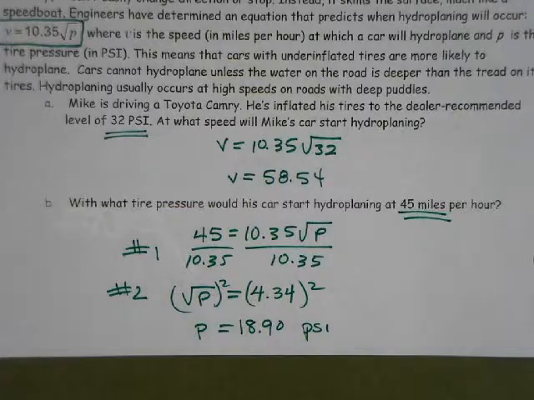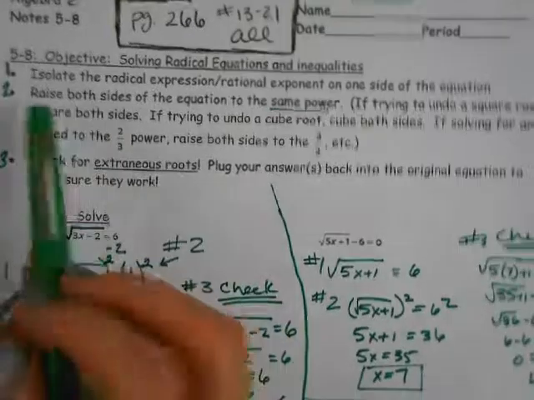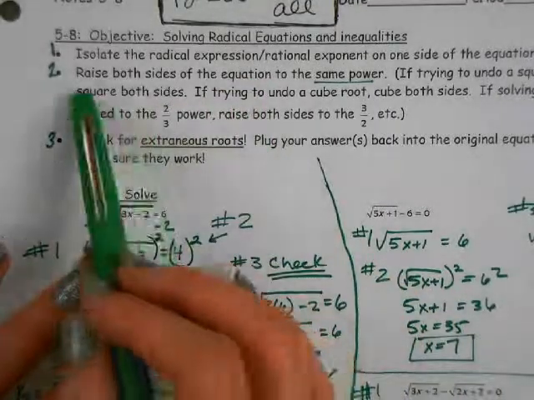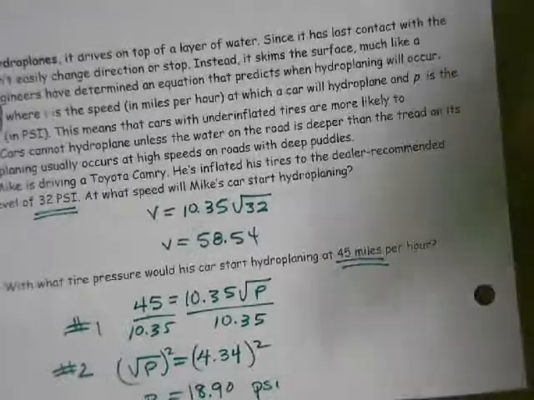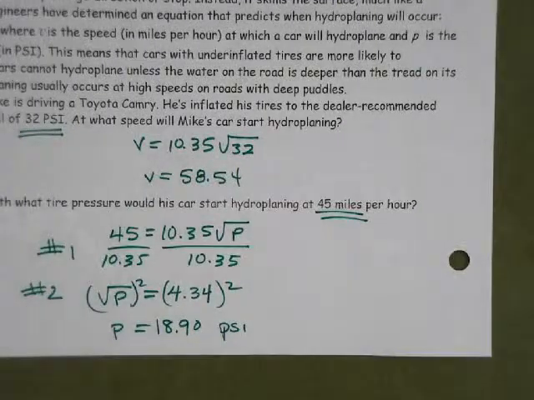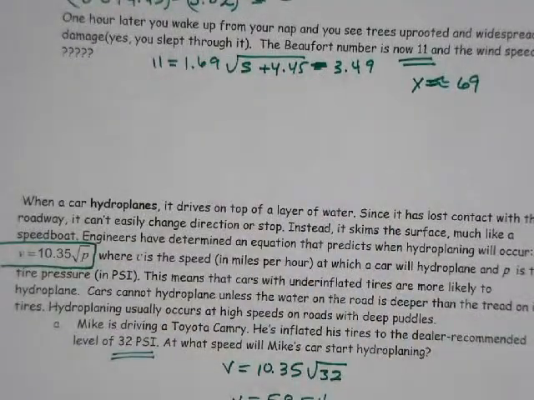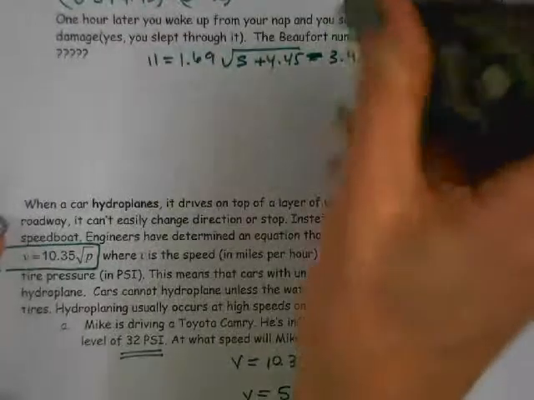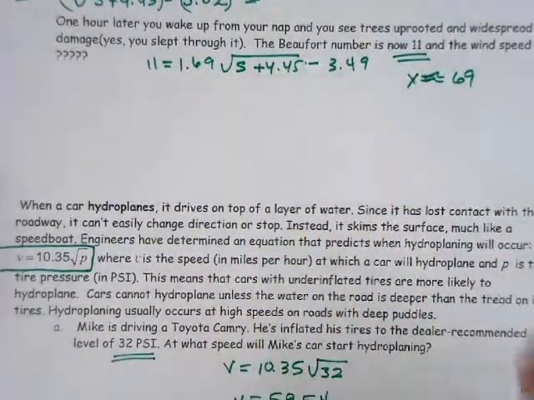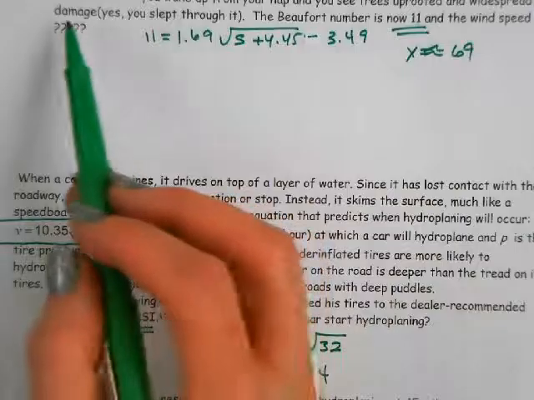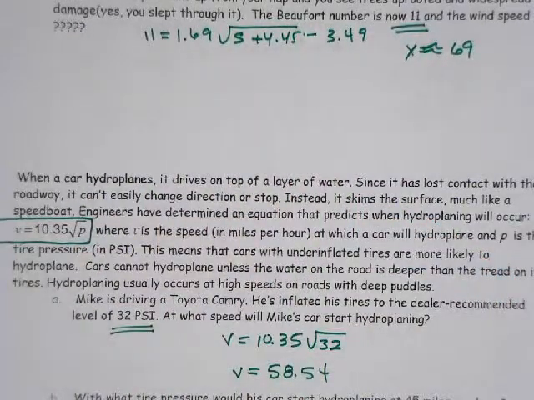So, questions on the steps we went through today in solving a radical equation? You have the 3 steps, which is isolating it, raising it to whatever power, and then checking for the roots. On these story problems, you don't check. Those are just finding the answers. Do you want me to do this one right here? Okay. Let me just make that a negative. All right, so, on this one here, it says that my Beaufort scale is now 11.